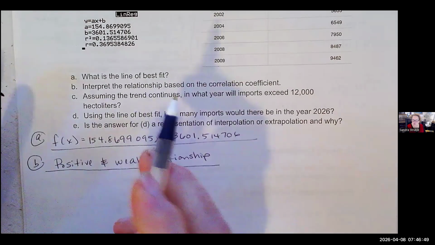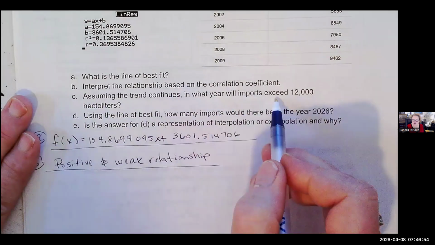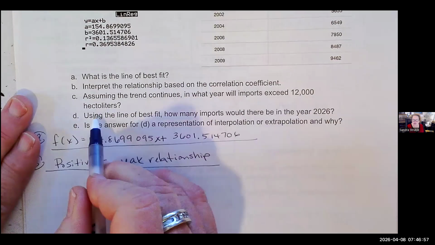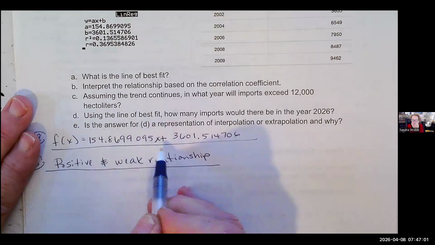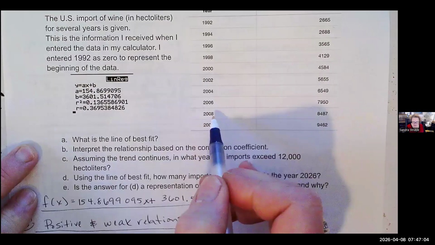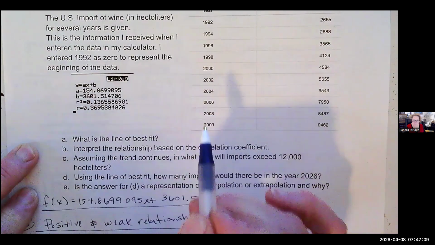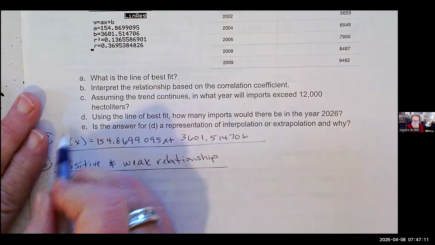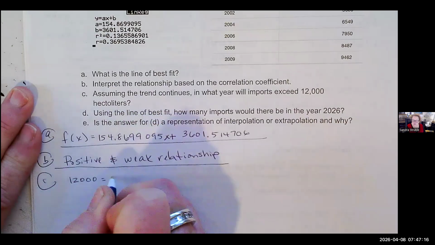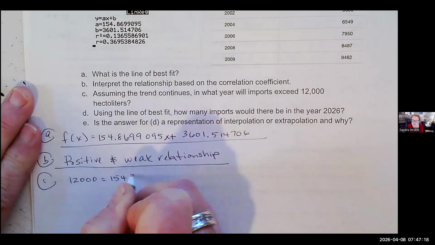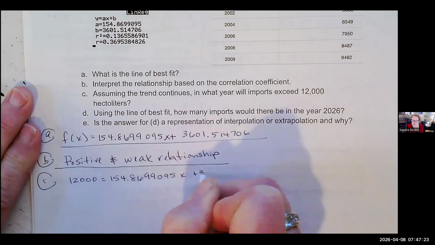Assuming the trend continues, in what year will imports exceed 12,000 hectoliters? So you have to understand whether the 12,000 would be the f of x or the x. The x is your years, because remember, time is always your x value. It's always your independent variable. So the 12,000 would need to be my f of x. And yes, you're going to use it all. Not a big deal. Just be careful, don't transpose your numbers.